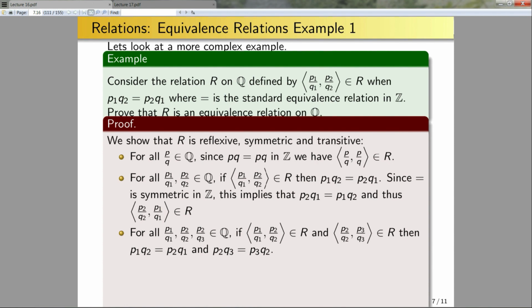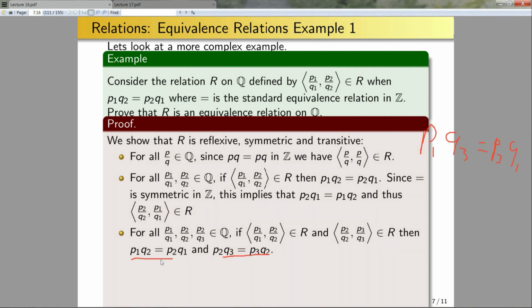So I now want to ultimately conclude that P1Q3 is equal to P3Q1. To show this, I have to use these two facts somehow. The trick for this one is I multiply this equation here, the left-hand side by this expression and the right-hand side by this expression. I can do that because these two things are equal, and I know I can do that in Z.